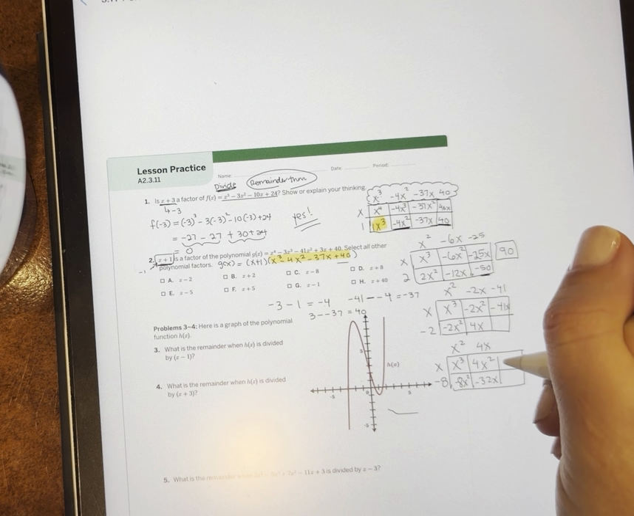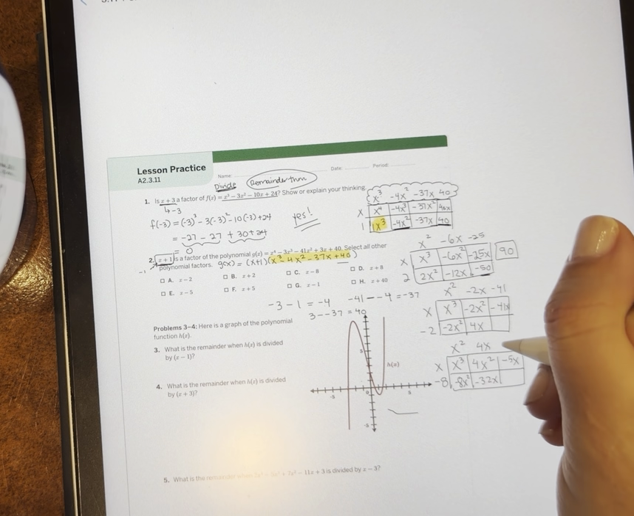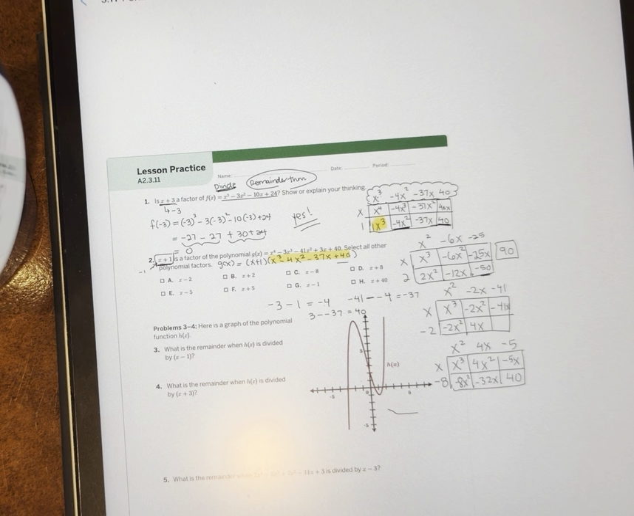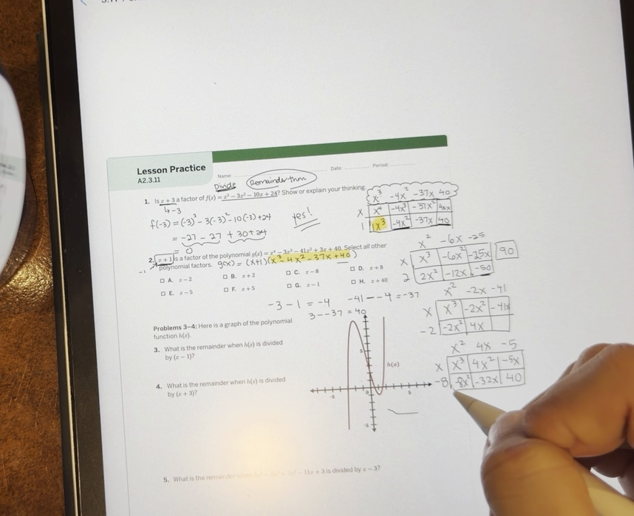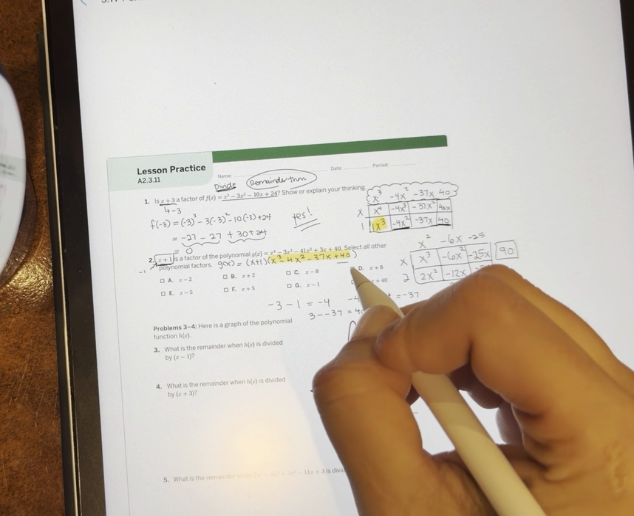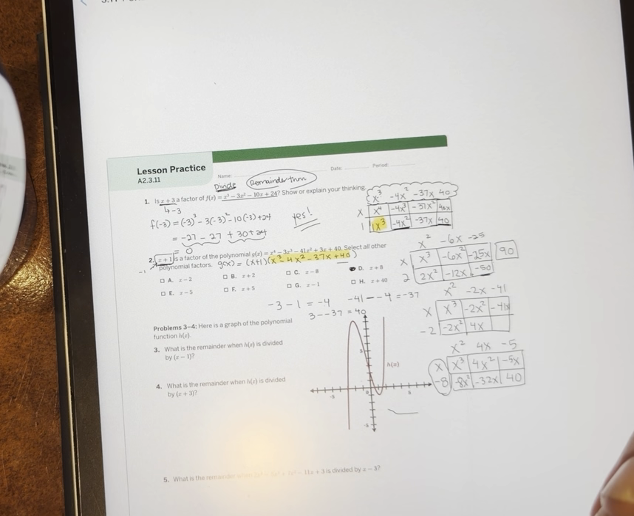And so then this is a negative 5x, which means this is a negative 5, which means this is a positive 40. Woo! All right. Okay, you guys, x minus 8 worked. I divided it. I got no remainder. It's fantastic. So x minus 8 is a factor. Let's go ahead and pick it.